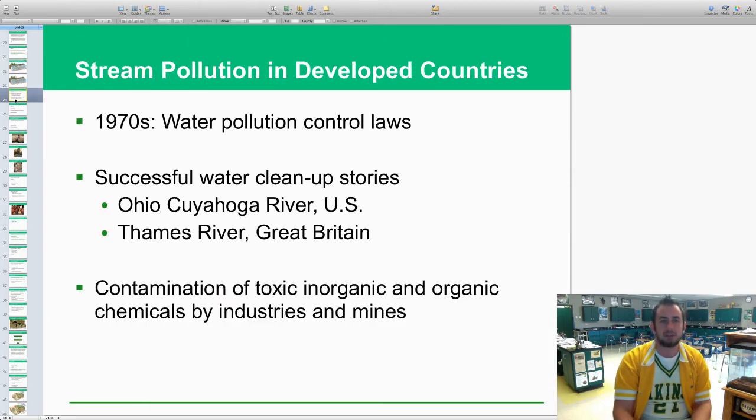All right, let's take a look at stream pollution in developed countries. In a country like the United States, in the 1970s, this helped us out a lot. We had water pollution control laws implemented in the 1970s, which were a major help in cleaning up some of our rivers, one of them being the Cuyahoga River in Ohio. The river was so polluted with flammable chemicals that it actually caught fire several times in the 1950s and 1960s, and it flowed through the U.S.